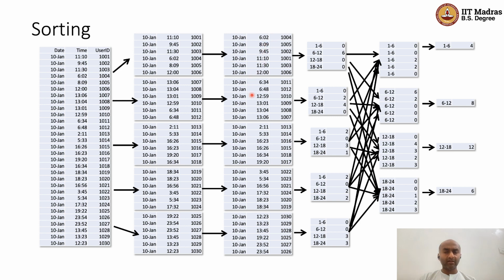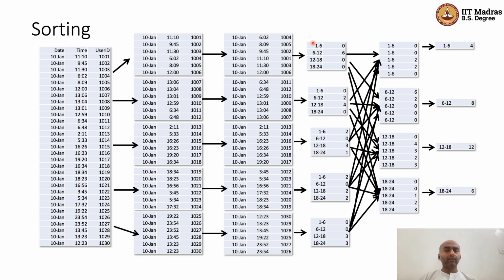Likewise, the next chunk has its own sorting. The next chunk has its own sorting, etc. But notice that across chunks, the data is not sorted, right? I still have occurrences across chunks which are interleaved, right? Not necessarily sorted.